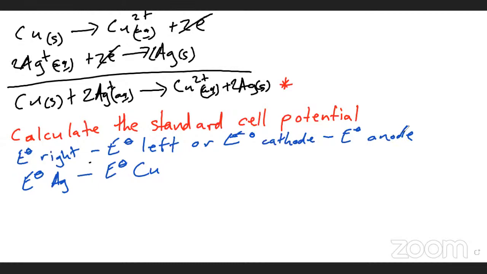And silver is 0.80. I have another way to say it. We can say E naught reduced minus E naught oxidized. Same thing, because oxidation occurs at the anode, reduction at the cathode. All right, so positive 0.80 minus positive 0.34, and we would get 0.46.